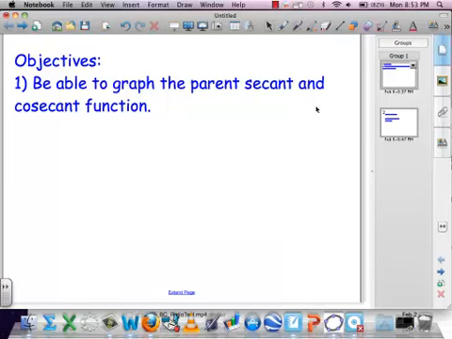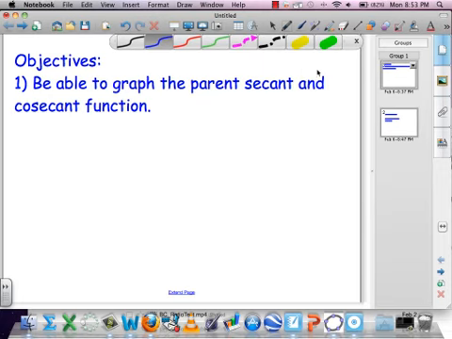Okay, you're going to have a pretty quick video here. You did the secant function as part of your problem of the week, so maybe you already figured this out. But the way we graph secant and cosecant is by thinking of them in terms of sine and cosine, okay? So here's the reason why.